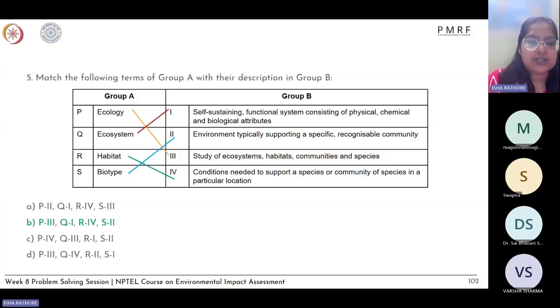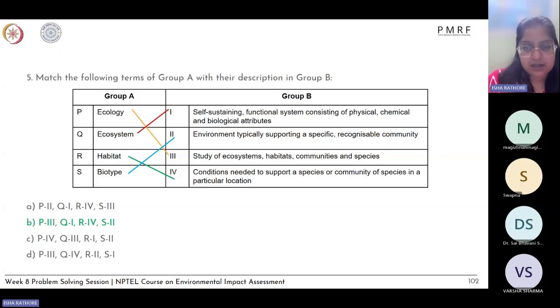Okay, so the correct answer is B. That is, ecology is the study of ecosystems, habitats, communities, and species. So P matches with 3. Ecosystem is self-sustaining functional systems consisting of physical, chemical, and biological attributes. So Q matches with 1.